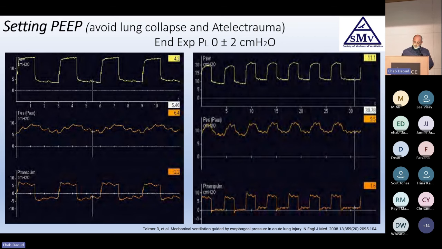So what you do is adjust your PEEP, you increase it here to about 10, I guess. Now, look at the difference here: you'll find your end expiratory transpulmonary pressure on the bottom is like 1.6. So you're assuming that the pressure inside the alveoli is higher than the pleural pressure, as it should be.